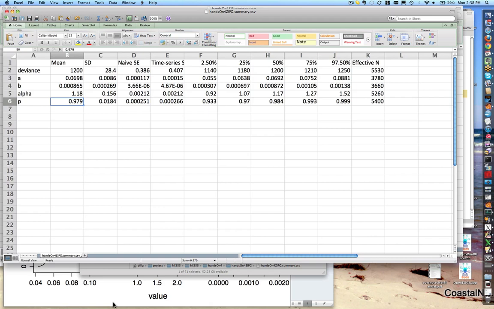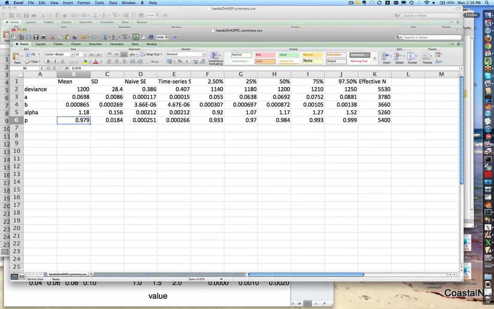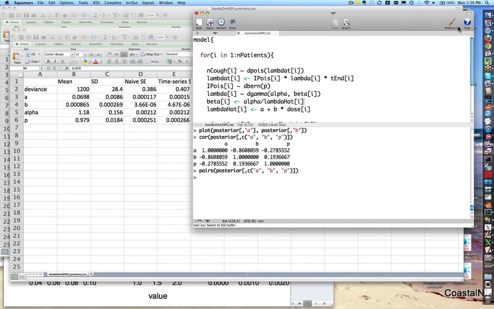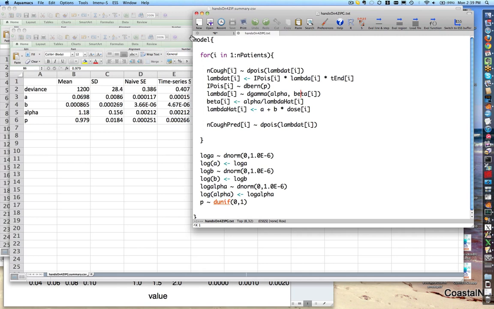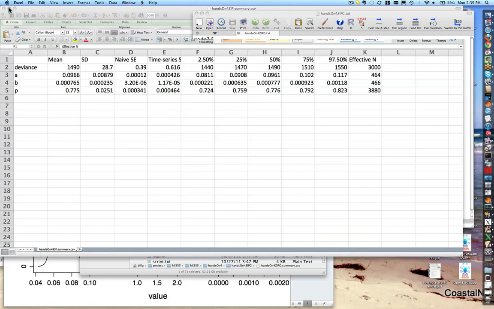If we look at things like our deviance in here, I didn't want to do that. Let's go back. Let's actually pull up the corresponding R script. Let's just get rid of that for now.